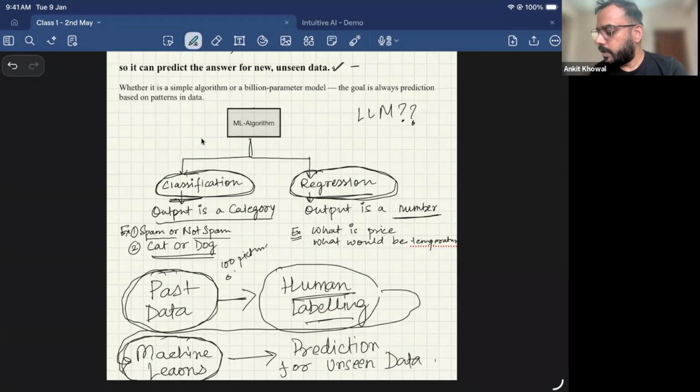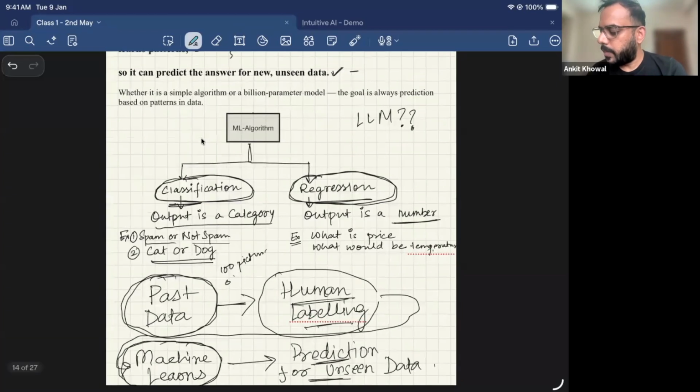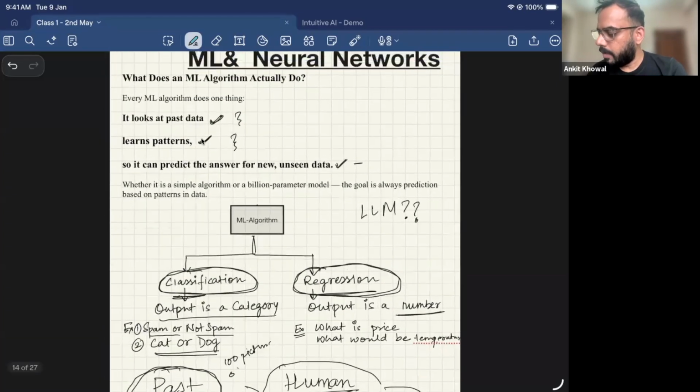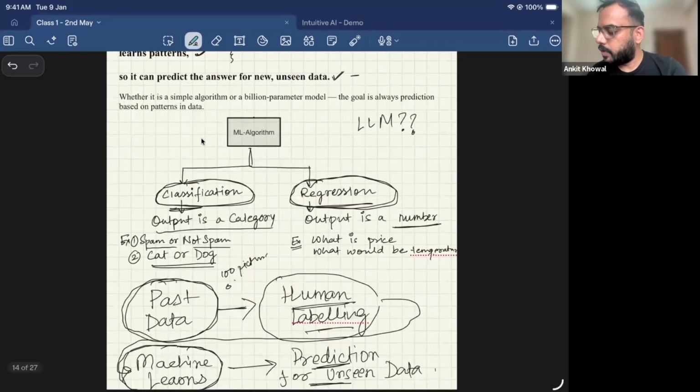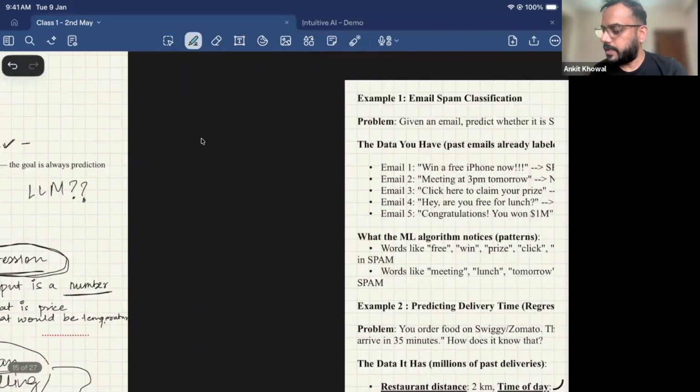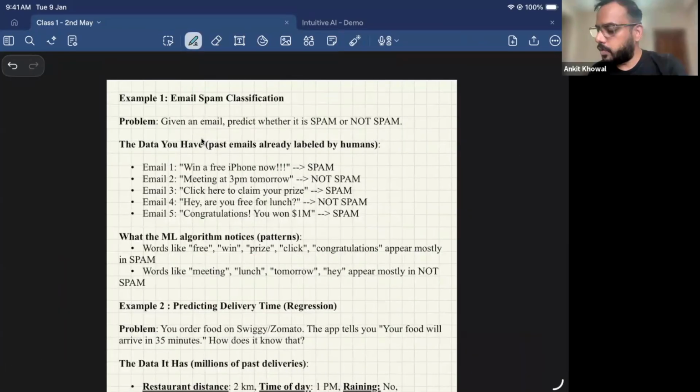And now when you give it a new picture, it will predict for unseen data whether it's a cat or a dog. Okay, so this is the overall picture of how a machine learning model works and what is classification plus what is regression. I will take a few more examples so that it becomes clear what is classification versus what is regression. Some real life scenarios make more sense, right?